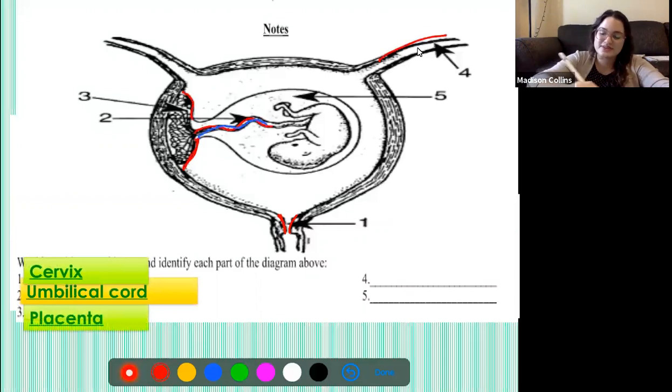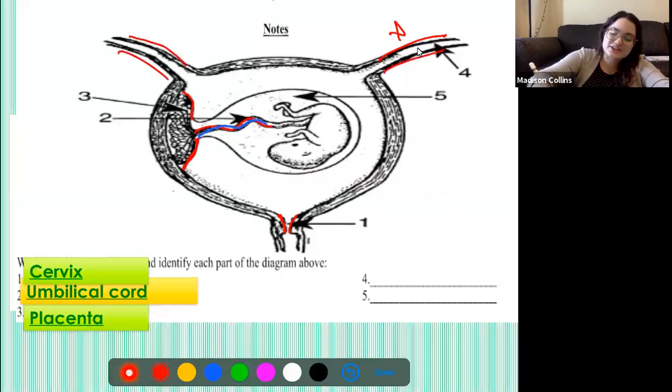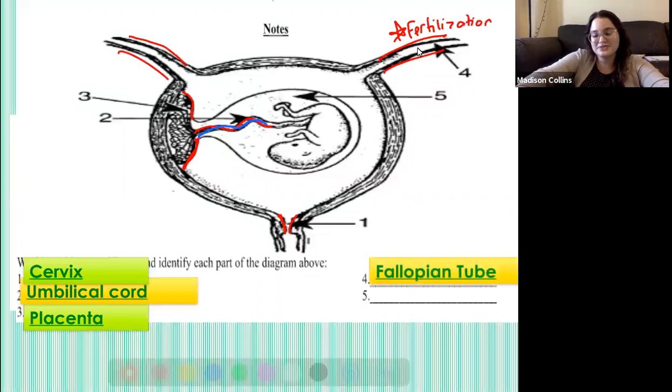All right, now structure number 4. We've got 2 of these up at the top. Remember, this is where fertilization takes place. And these structures are known as the fallopian tubes.